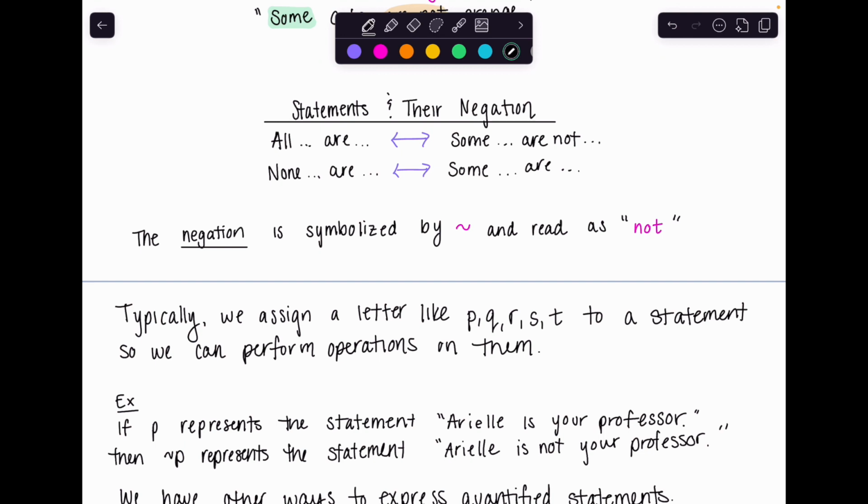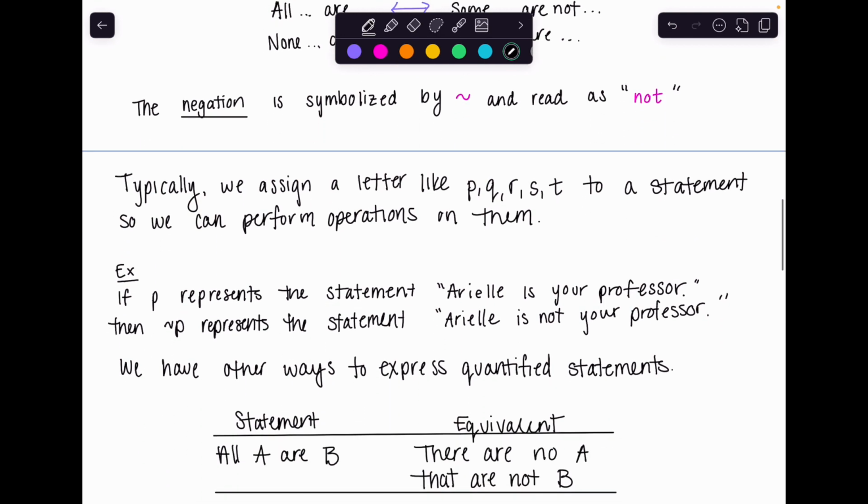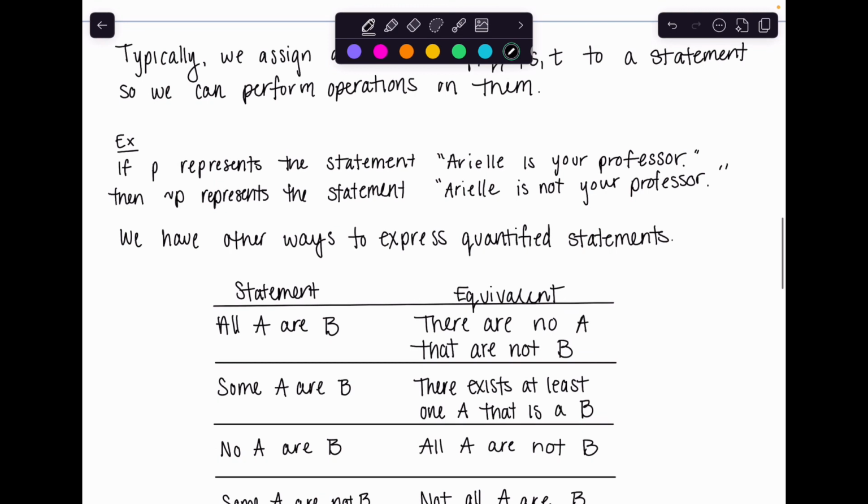Okay. Then in addition to having these quantifiers, there's another way we can talk about that same phrase. So if you think about the statement, all A's are B's, and I'm going to use the cat example, all cats are orange. An equivalent way to say that is there are no cats that are not orange. Okay? So none exist that don't have that criteria. So same way to say both of these. If you want to say some cats are orange, well, another way you could rephrase that is there exists at least one cat that is orange. Okay.